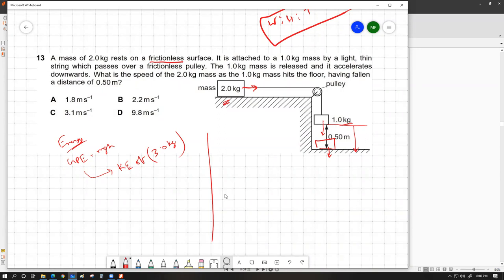If you go ahead to calculate this part, which is going to be pretty simple, I can simply write that 1.0 into 9.81 into 0.5 equals half into (2.0 plus 1.0) v squared. Solve this equation for v, you're going to get your answer. It's pretty simple.